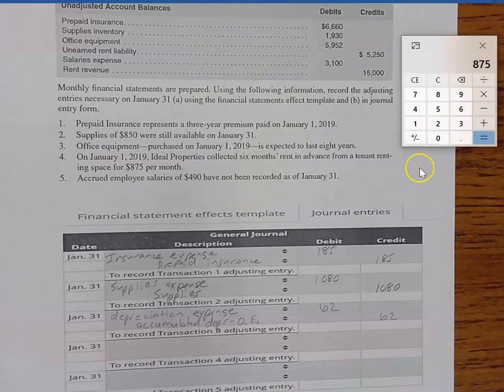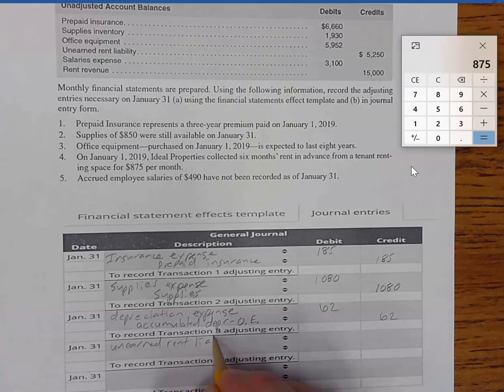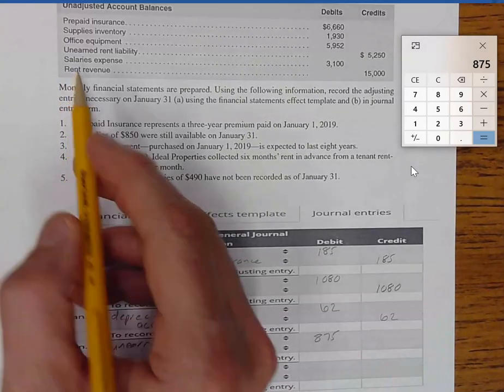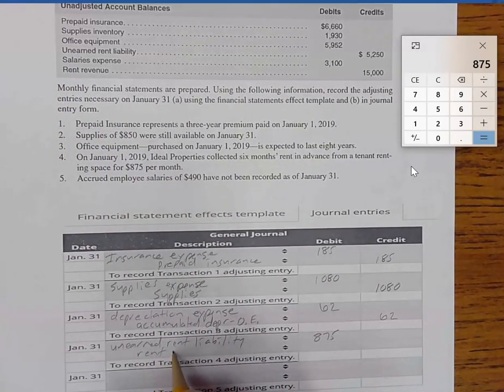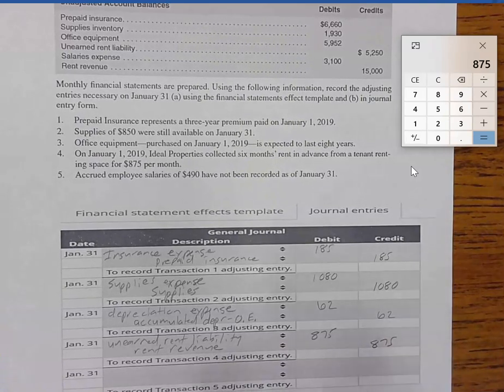So what we're going to do here is kind of interesting. We're going to reduce the liability with a debit. They called it unearned rent liability. Unearned rent would suffice. So that liability has gone down, and then this rent revenue has gone up by the same $875. That's all we have to do.